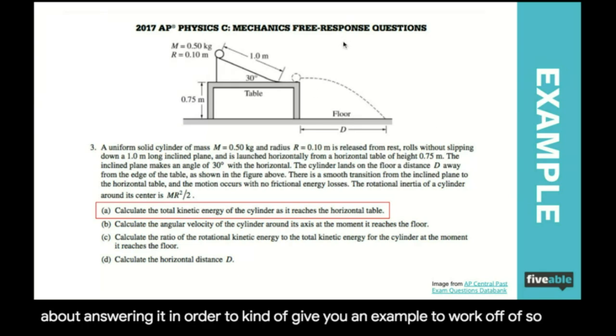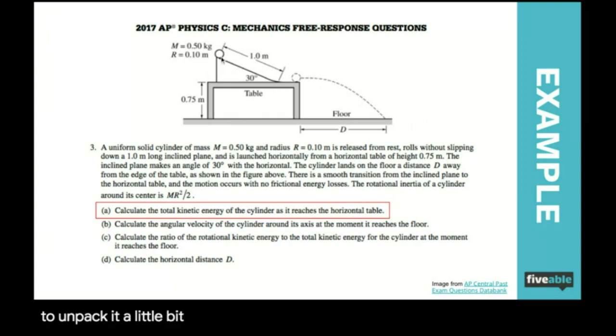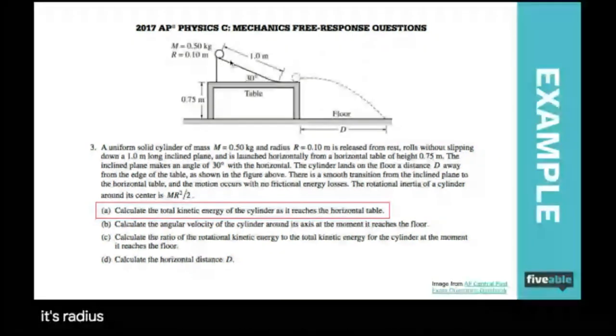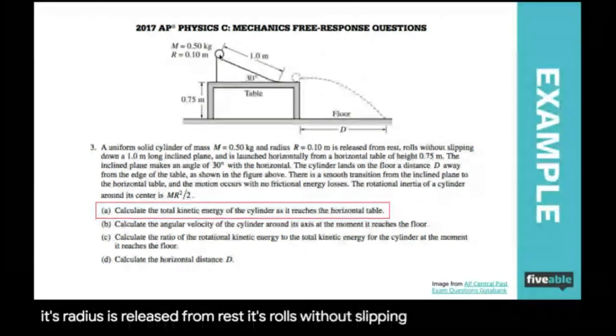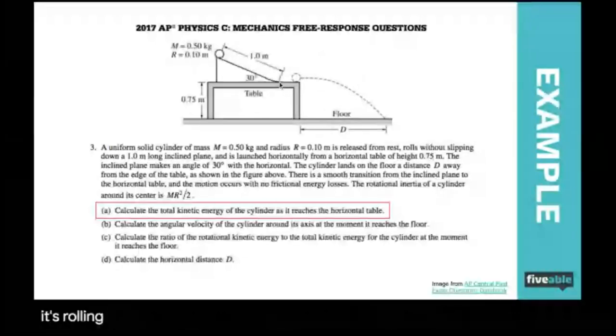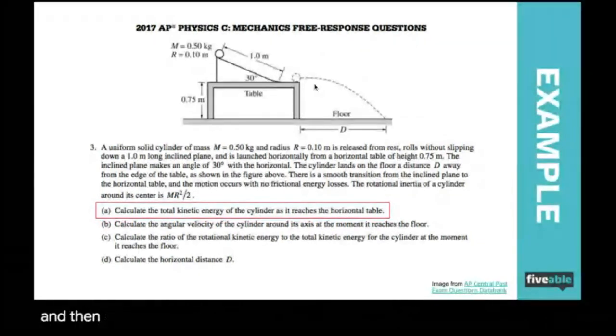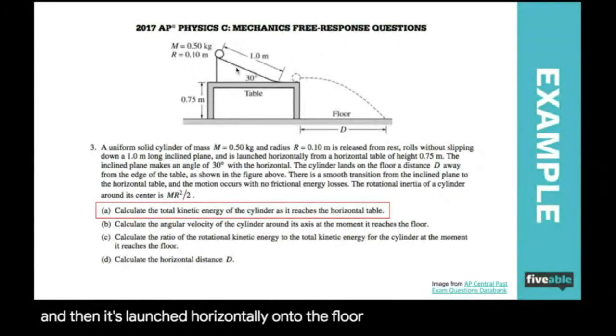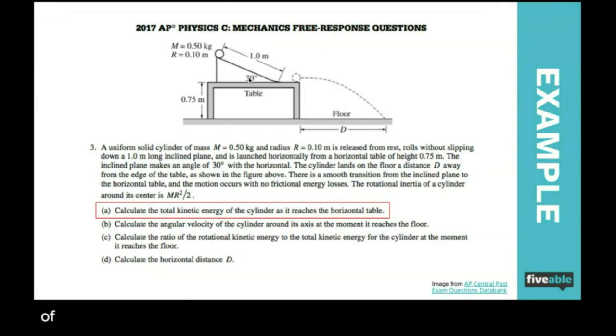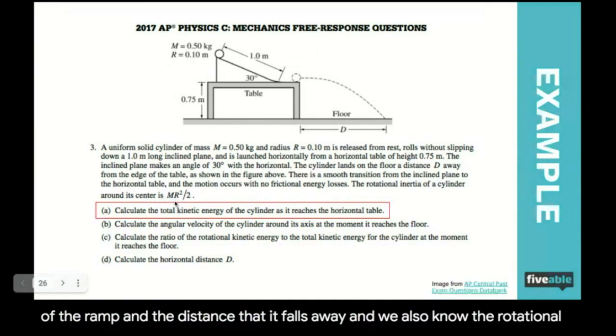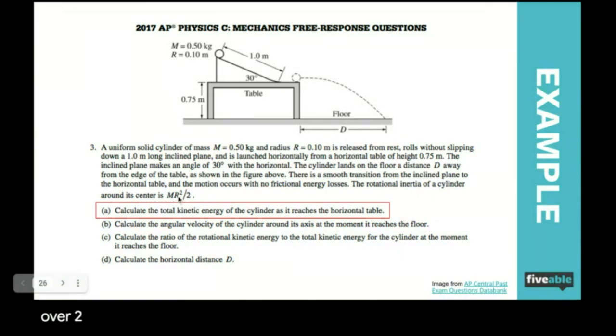So just to unpack it a little bit, we've got this solid cylinder. We know its mass, we know its radius. It's released from rest. It rolls without slipping, so that's telling us that it's rolling as it's going down the ramp, down a 1 meter long inclined plane, and then it's launched horizontally onto the floor. We've also got the angle of the ramp and the distance that it falls away. And we also know the rotational inertia. It tells us mr squared over 2.